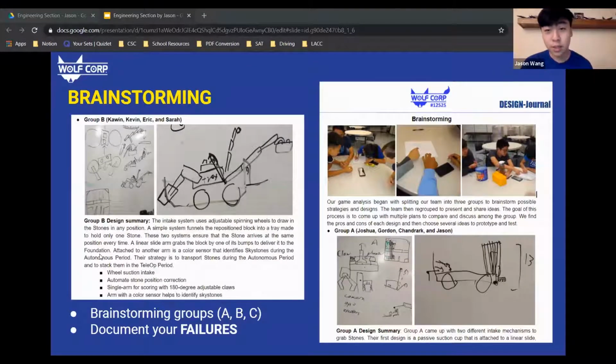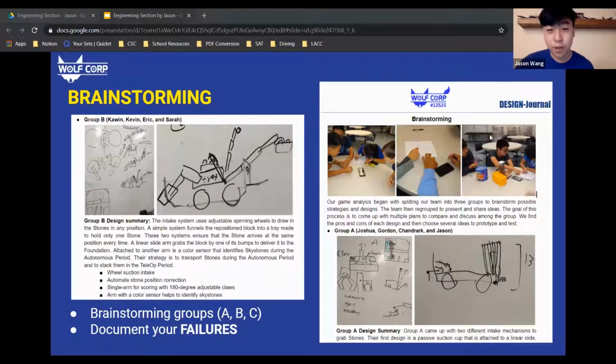So this part is where we started to document our brainstorming process. In this section, we made sure to include a lot of photos so others could visualize in groups, creating designs for things such as the chassis and intake systems. As you can see, our team split up into 3 groups, where each group was given the task to come up with an efficient intake system that could collect and place the stones on the foundation.